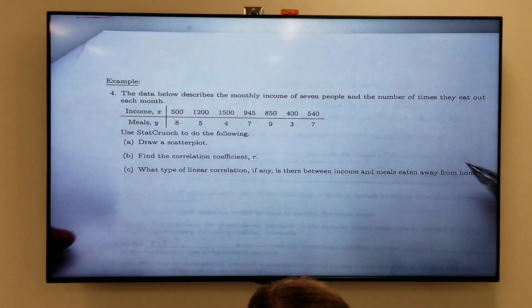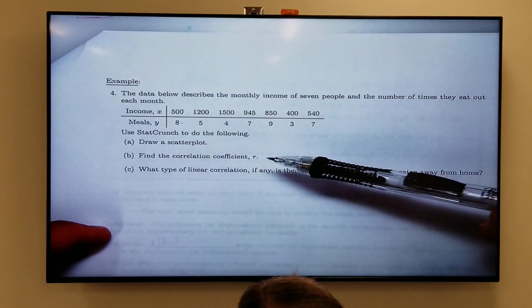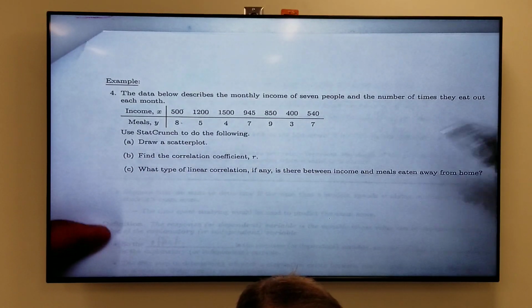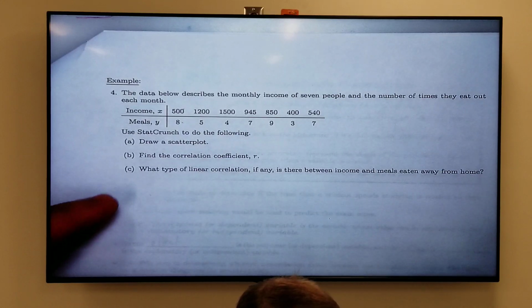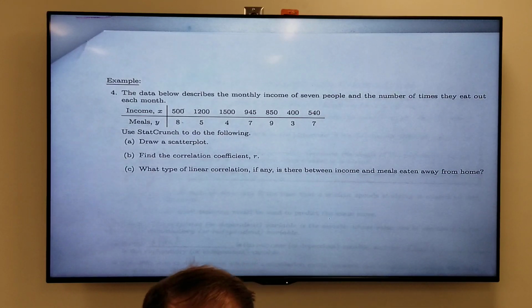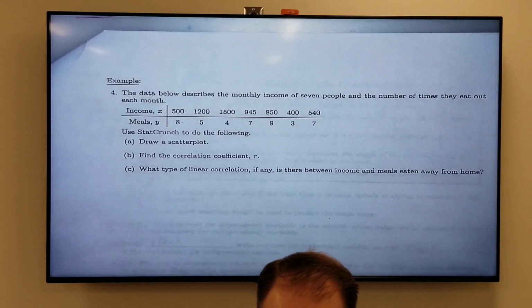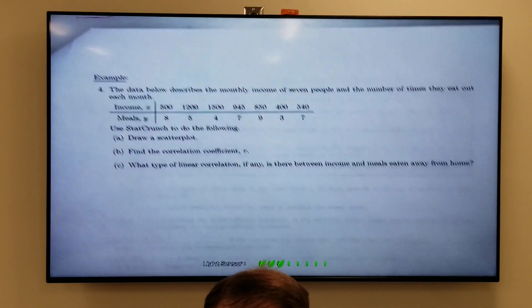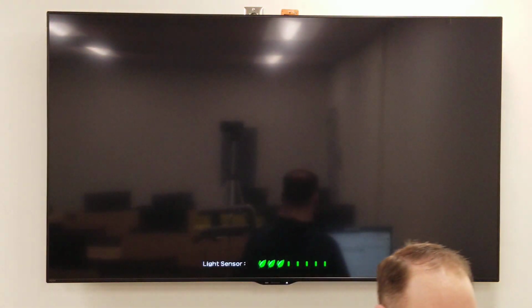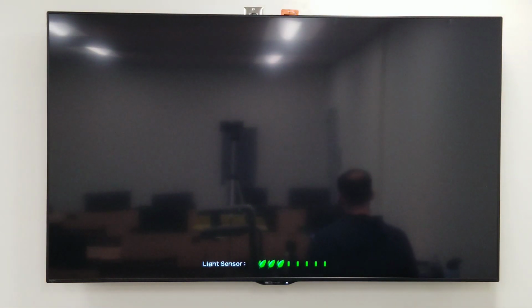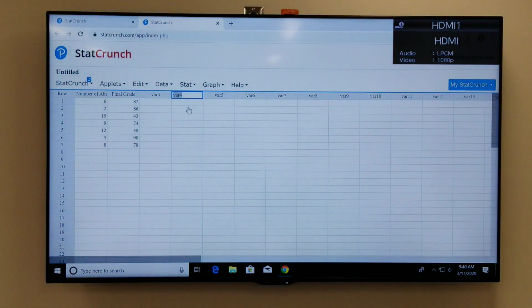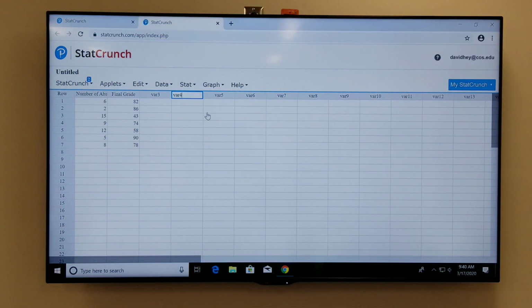So it says use StatCrunch to draw a scatter plot, find the correlation coefficient, and then see what type of correlation exists, if any. Okay, so I'm going to go to StatCrunch and enter this data. So again, pull up StatCrunch, follow along with me, make sure that you can do this, right? I think the best recipe for success is to try to pretend like you're actually in class.